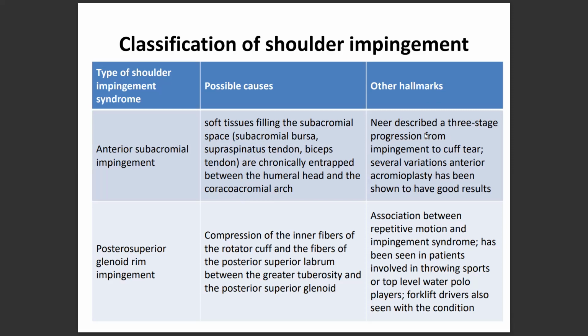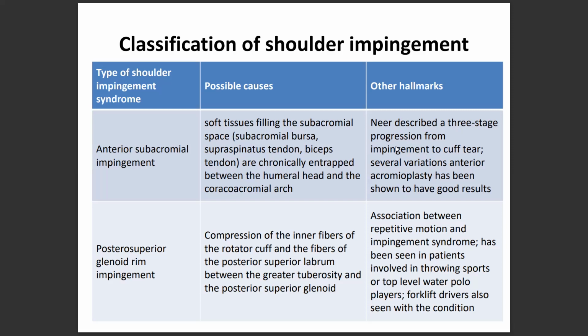Neer described a three-stage progression, which we will discuss in the upcoming slide. And today, the subacromial impingement is our main topic. So we will discuss the three stages, and the four types of the subacromial impingement. Stages जो है ये अलग बात है, ये three stages हैं, while types ये अलग हैं, there are four types, और दोनों को हम Neer stages भी कहते हैं और दूसरे को Neer types कहते हैं.